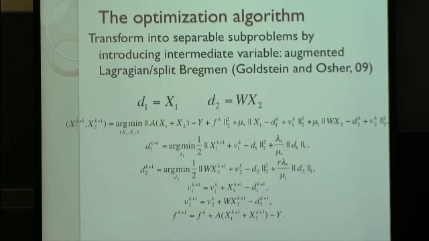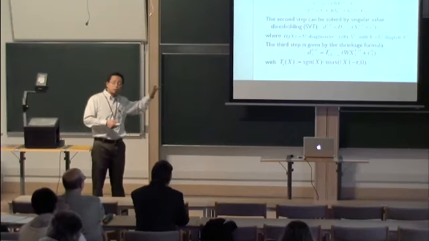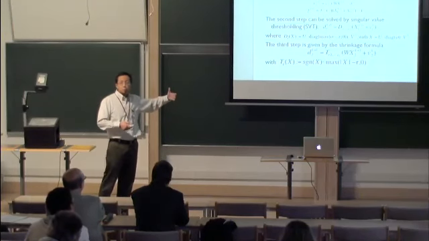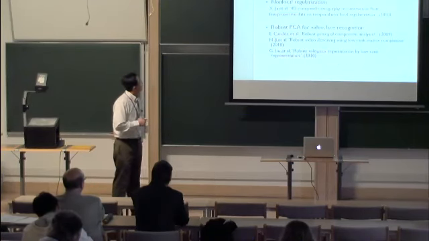Then each of these things can be done. The second step here can be done simply by singular value thresholding, which is a very simple operation. The third one is by shrinkage. It's also very simple. The first one is a quadratic thing, so it's quite easy to do because they are all quadratic. So it becomes a much cheaper thing. Of course, each operation is cheaper, but then you have to do many iterations. But hopefully, you don't have to do many iterations.